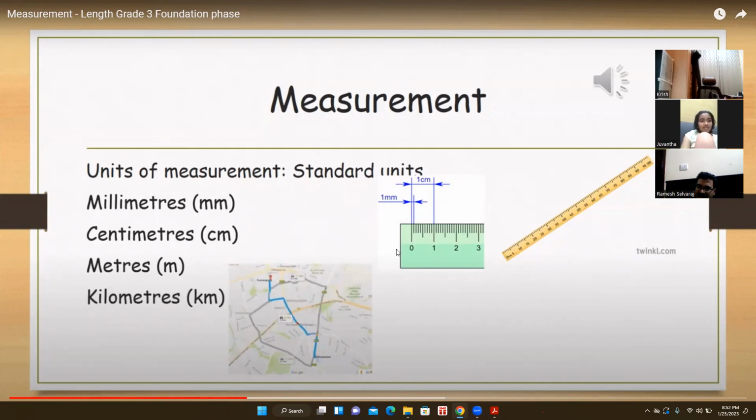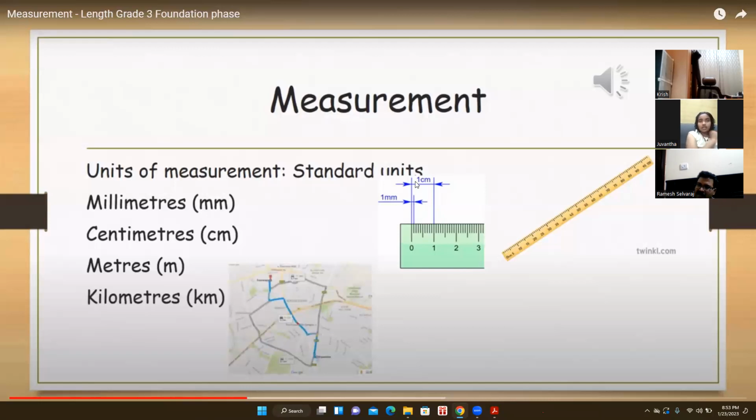Tell me. 1 millimeter is smaller. I could see that 1 centimeter is a little bit bigger than 1 millimeter. Yeah, correct. But in 1 centimeter, if you see, 10 small lines are there, right? 0, 1, 2, 3, 4, 5, 6, 7, 8, 9, 10. If you count, there are 10 lines. Each line is 1 millimeter. So 10 lines means 10 millimeter. 10 millimeter is equal to 1 centimeter, right?